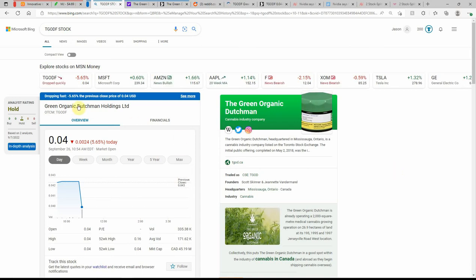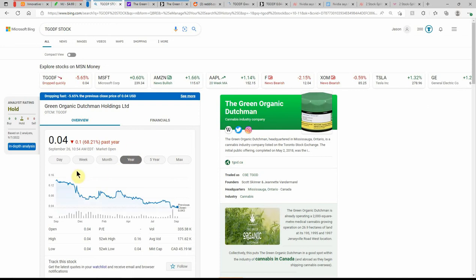Just an update here on Green Organic Dutchman. Ticker is TGODF. As you can see, this one trades over the counter, so you can't get this one on Robinhood. You'd have to go to like TD Ameritrade, Schwab, one of the major brokerages, and purchase it there. Last I knew, Fidelity did not charge a commission.